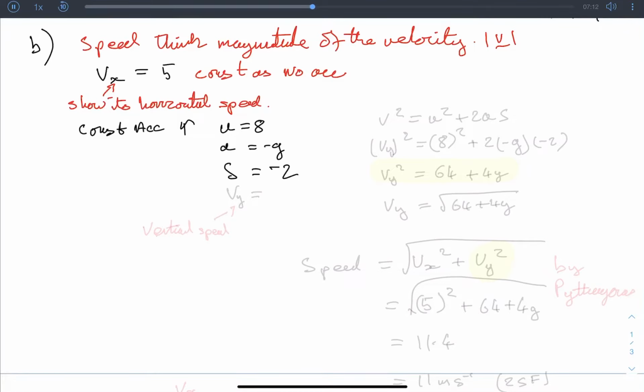And what have we been asked to find? We want the speed. So again, we need v, the vertical velocity, so we'll call that vy. Yeah, so it's the vertical speed.